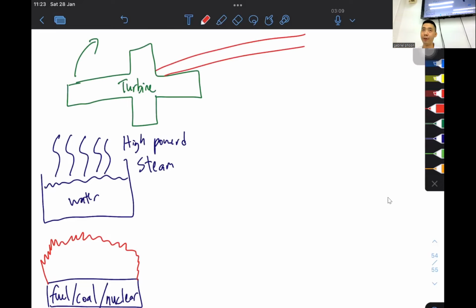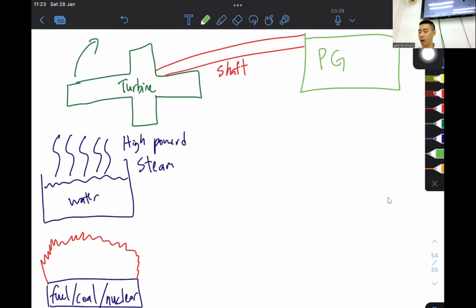A shaft is just a fancy term to say a very big stick. This shaft will be connected to a power generator. Inside this power generator, it will convert kinetic energy into electrical energy. But here is the question: how do we convert kinetic energy into electrical energy? How does this power generator actually work?